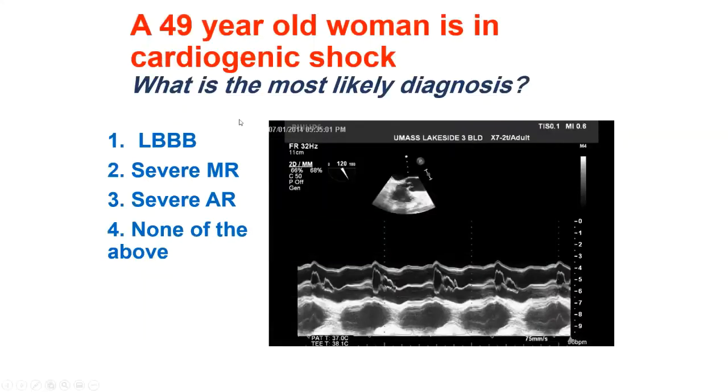How about this question? A 49-year-old woman. This is actually someone that I was involved with from diagnostic testing. She is in the cath lab. We get called down to the cath lab because this woman is in cardiogenic shock. Why? This is an M-mode echocardiogram through the aortic valve. So the question is, what is the most likely diagnosis? Left bundle branch block, severe mitral regurgitation, severe aortic regurgitation, or none of the above?